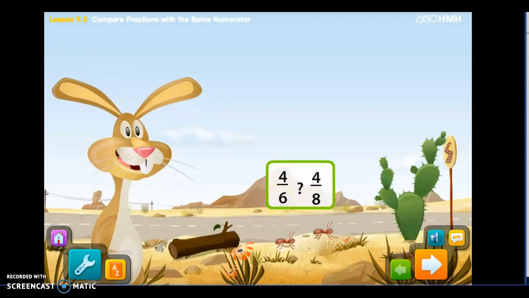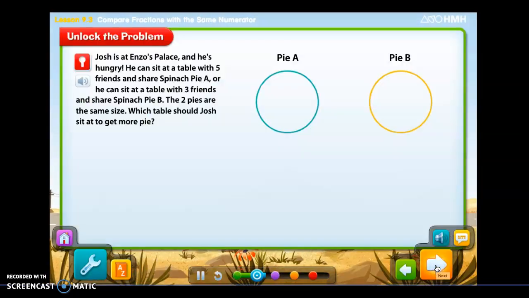Miss Abadak. Let's compare 2 fractions with the same numerator. There will be 6 friends sharing spinach pie A and 4 friends sharing spinach pie B. So remember, this is the Unlock the Problem on page 519, the first thing at the top.